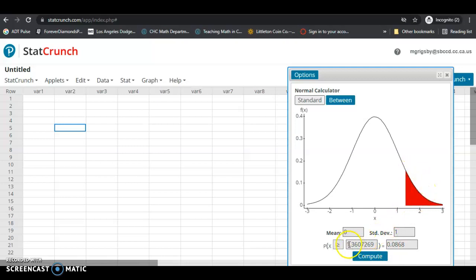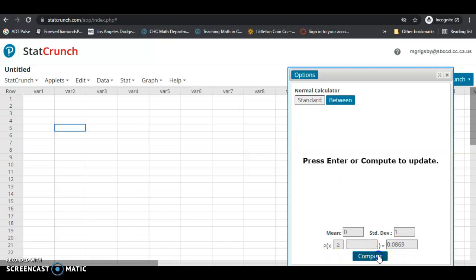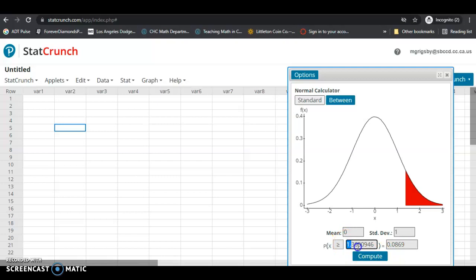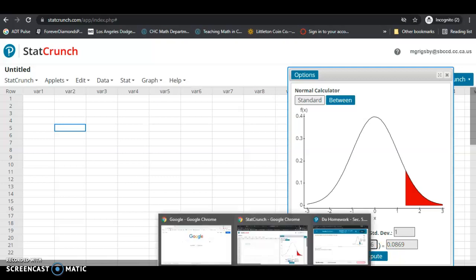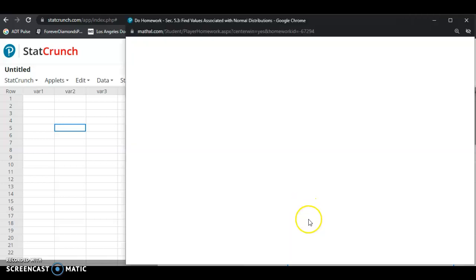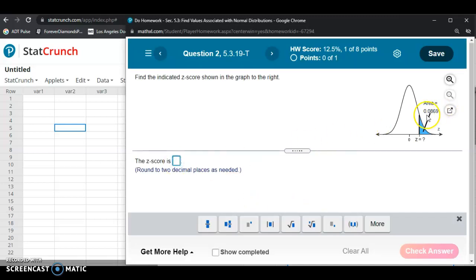We're going to round our z-score to 2 decimal places, so it's 1.36. It's a z-score with an area of 0.0869. So the unknown z-score with an area of 0.0869 to its right is 1.36, and it's positive just as we expect.